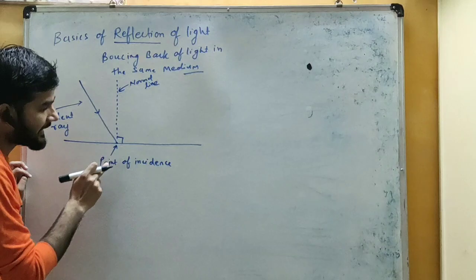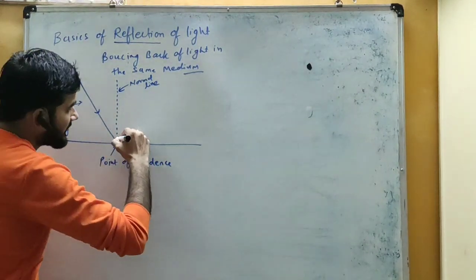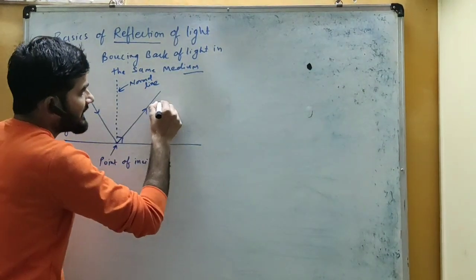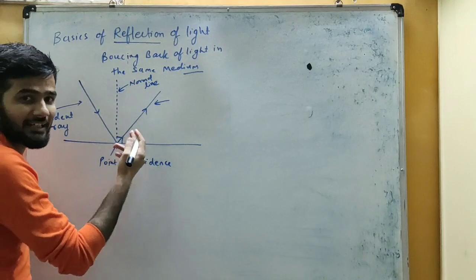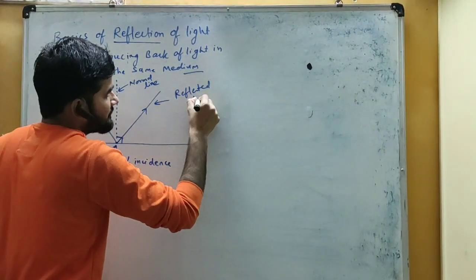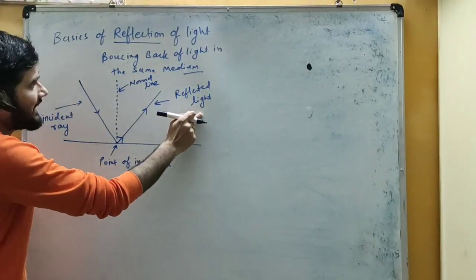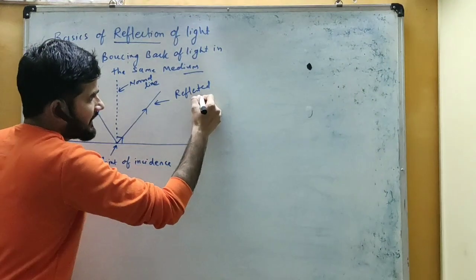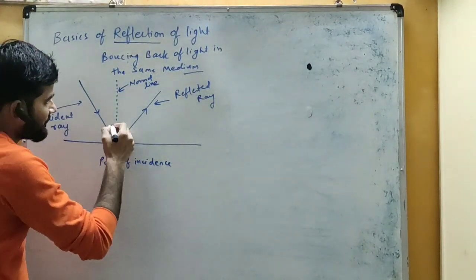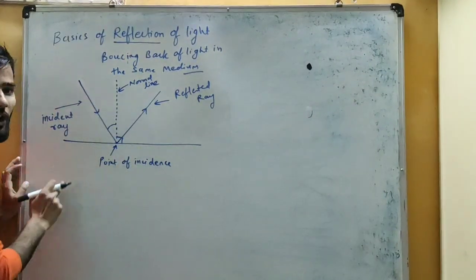Now from the same point of incidence, whenever this light falls, it will reflect back in the same medium, which is called the reflection of light. This light which is moving back in the same medium is called the reflected light. So we have here the incident ray, the reflected ray, more exactly, and the normal line.